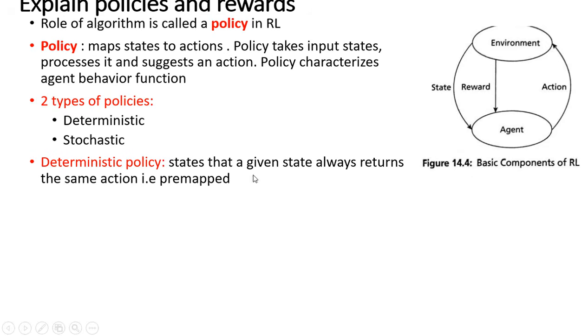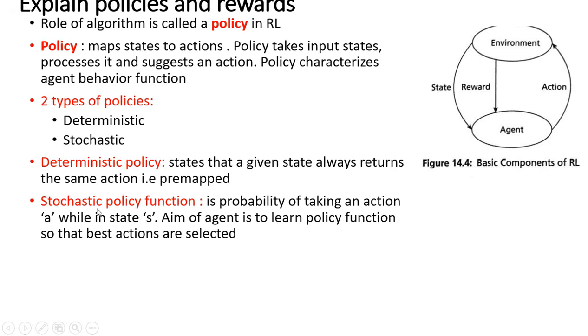Deterministic means, as the word itself says, it is fixed, right? There is a state and it always returns the same action. So it is kind of pre-mapped. So you have a deterministic action. Coming to the stochastic policy function, it's a probability of taking an action. So there is a probability that you may take this kind of action. The difference here is that in a deterministic policy, the action taken is fixed, it is pre-mapped. But in a stochastic policy, there is a probability that it may take action 1, or there is a probability that it may take action 2. That comes in a stochastic policy function.